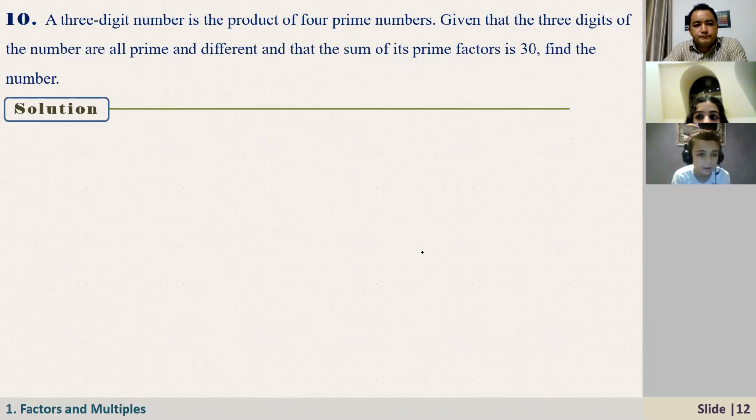Yes, I can. A three-digit number is a product of four prime numbers, given that the three digits of the number are all prime and different, and that the sum of its prime factors is 30. Find the number.